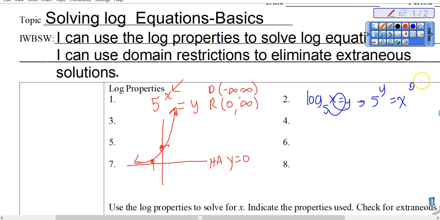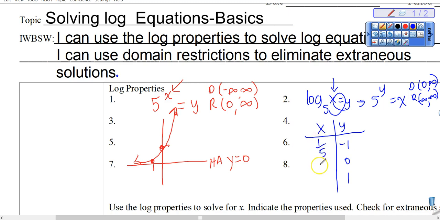So the domain of a logarithm, this guy right here, x, cannot be 0 and it cannot be negative. It has to be positive values, tiny positives to ginormous positives. The range, however, will be unrestricted. So if I were to graph this, what I would do, guys, is I would pick values for y. I'd pick -1, 0, and 1. And 5 to the -1 is 1/5, and 5 to the 0 is 1, and 5 to the 1 is 5. And so you can see what happens with my points.